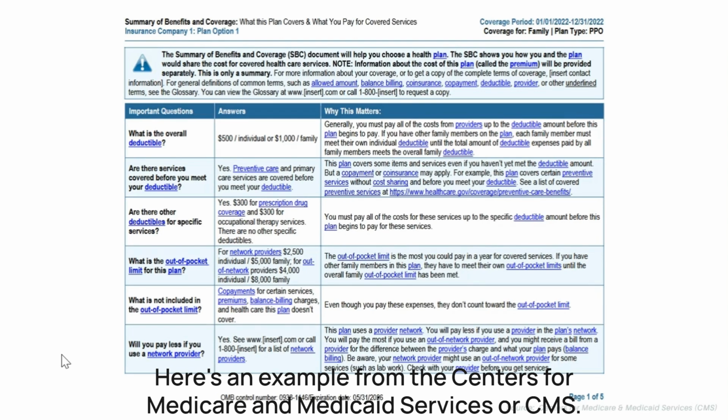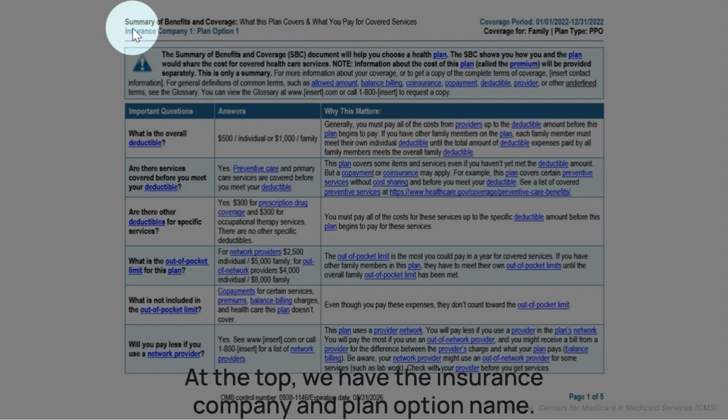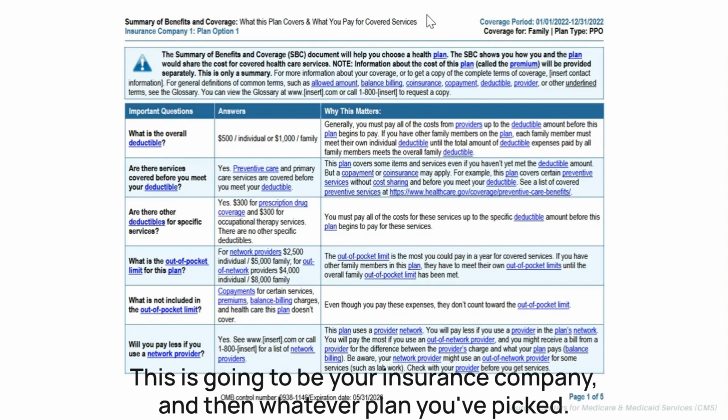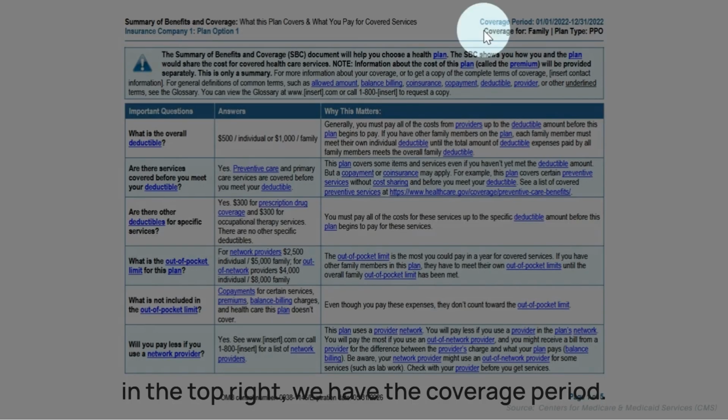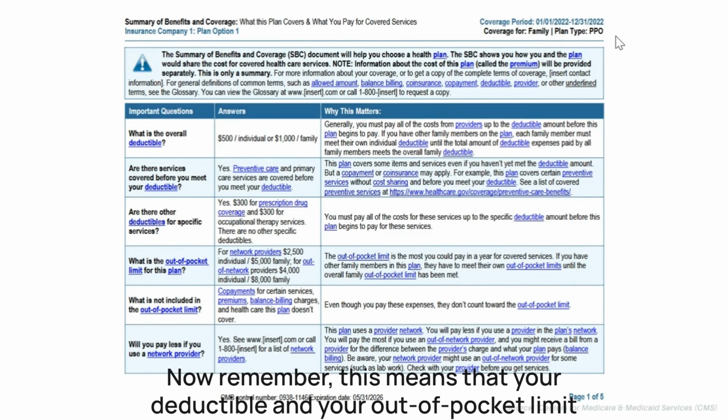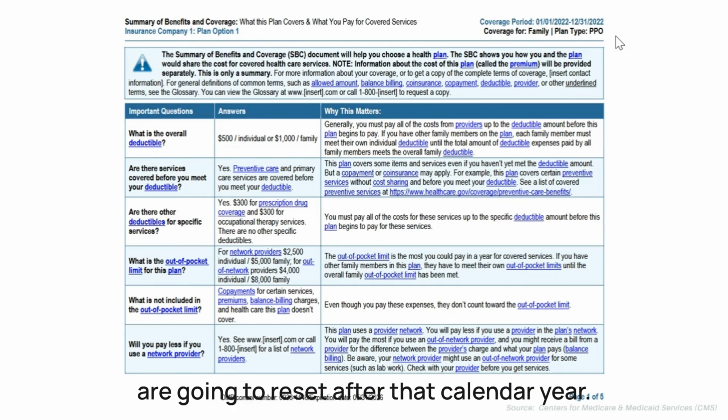Here's some examples from the Centers for Medicare and Medicaid Services, or CMS. At the top, we have the insurance company and plan option name. This is going to be your insurance company and then whatever plan you've picked. In the top right, we have the coverage period. This is typically going to be a calendar year from 1/1 to 12/31. Now remember, this means that your deductible and your out-of-pocket limit are going to reset after that calendar year.